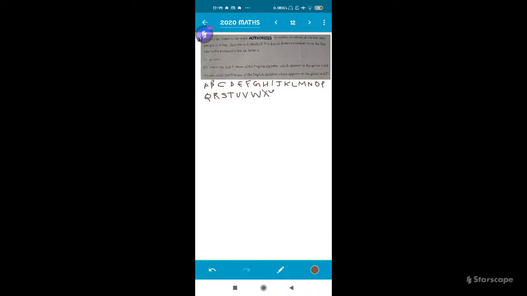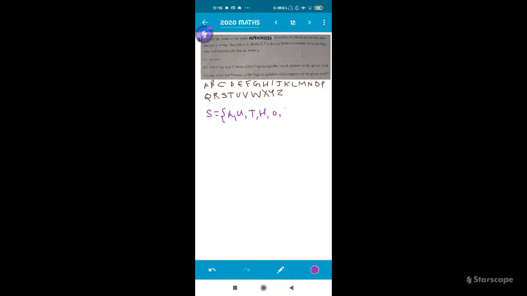Okay. Now we have identical circular discs which contain the letters of the word 'authorizes'. Alright, so this is our sample space. So let me write the sample space. Sample space means the values which are as a whole, in total, whatever we have with us, that will be the sample space. So the sample space will be A, U, all the letters separately we are going to write.